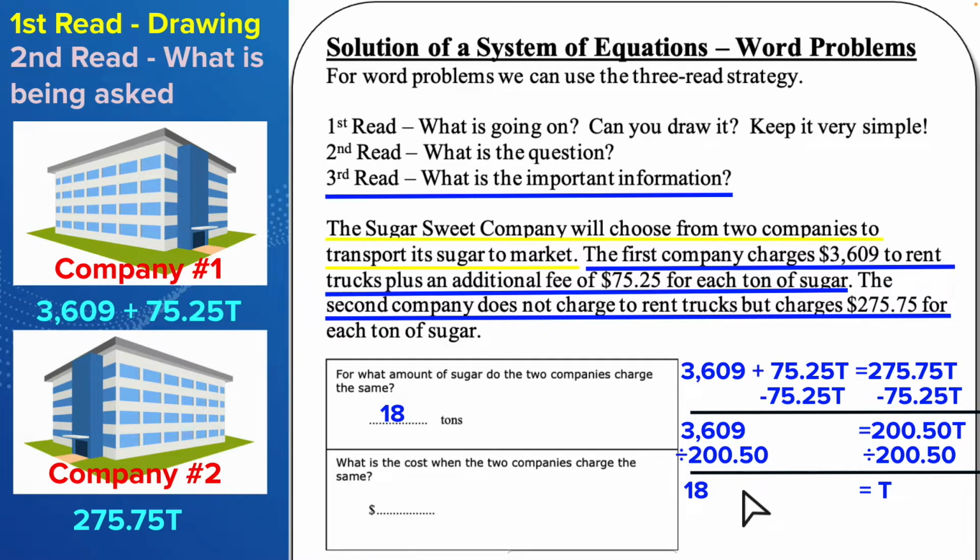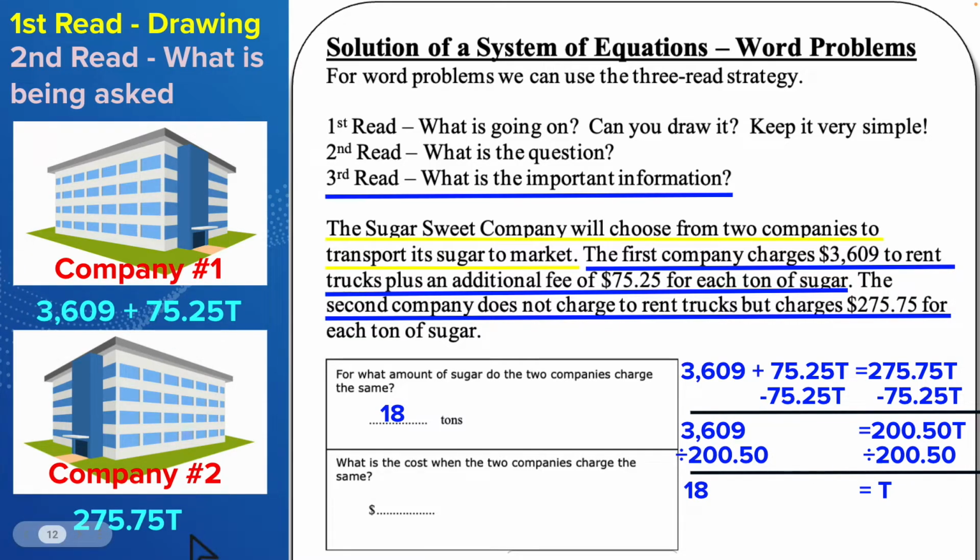Now, what does that really mean? If you go with company number 2 and you're doing 18 tons or less than 18 tons, it's definitely going to be cost worthy to do company 2 because it's going to be a lower amount. But after 18 tons, now we've caught up. They're equal at that point at 18. So anything above 18 tons, company 1 is going to be cheaper because now I'm only paying $75.25 for every ton after that instead of the $275.